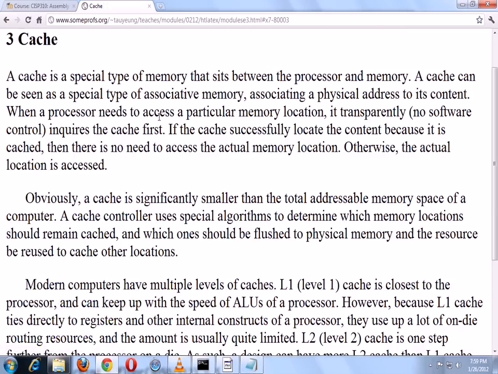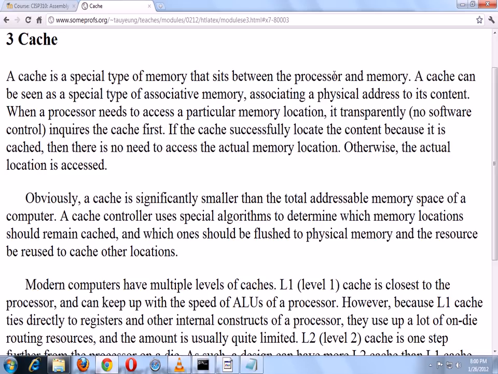Oh, okay, we have to talk about the cache a little bit. The cache is a special type of memory that sits between the processor and memory, but it is not registers. A cache can be seen as a special type of associative memory, associating a physical address to its content. It's basically like a lookup thing. So a cache is a lookup mechanism.